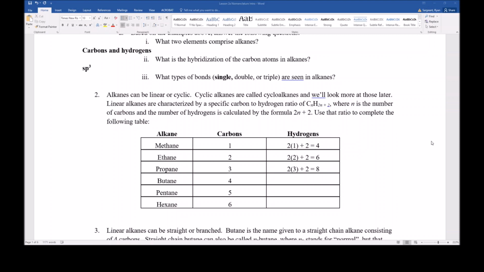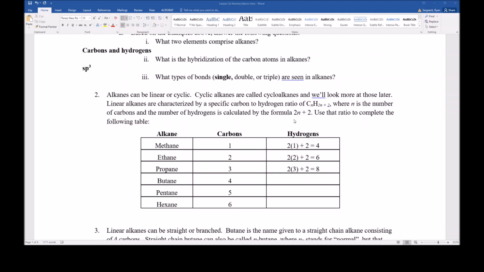Alkanes are predictable. And what I mean by that is if you know the number of carbons in the alkane, it is easy to predict the number of hydrogens in that alkane. And this is true for both linear and cyclic alkanes. We'll deal with these cyclic alkanes, or cycloalkanes, later on, but let's just talk about linear alkanes. Linear alkanes are ones that don't have any rings inside of them. If you know the number of carbons, you can mathematically determine the number of hydrogens.